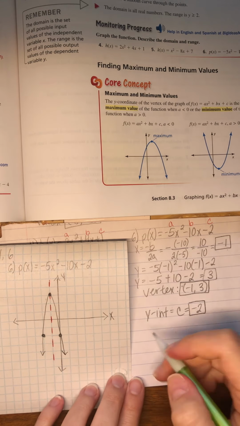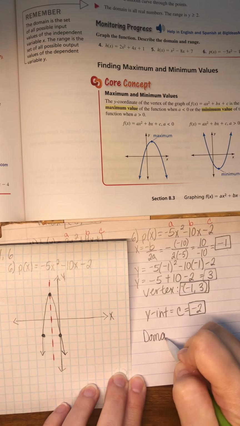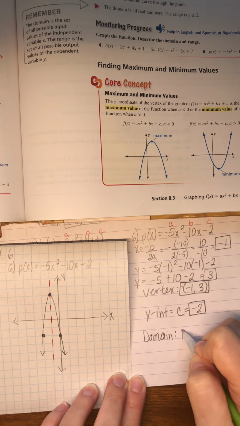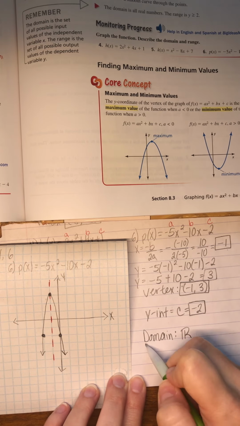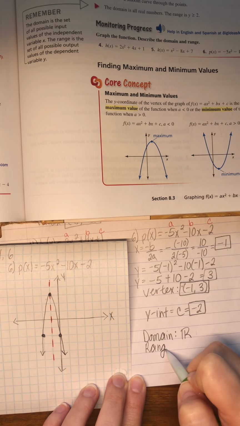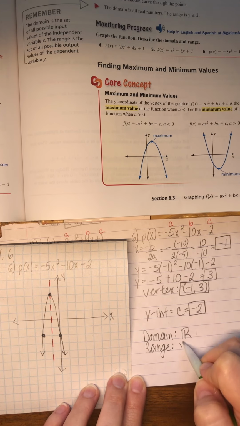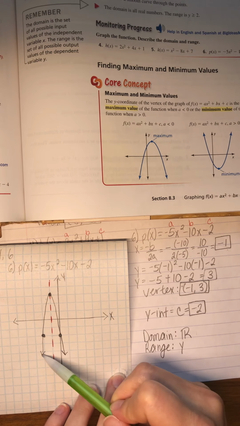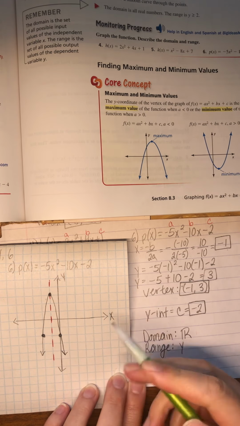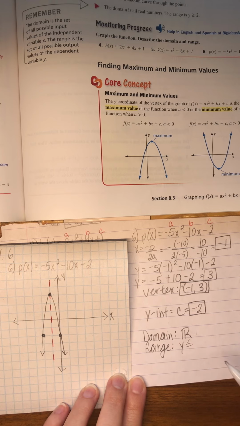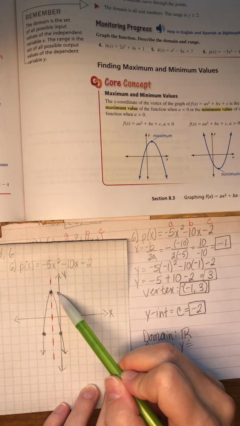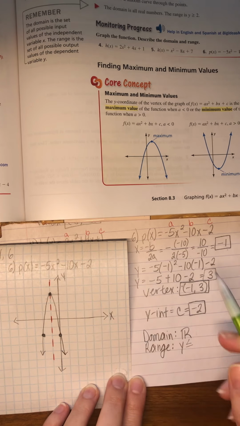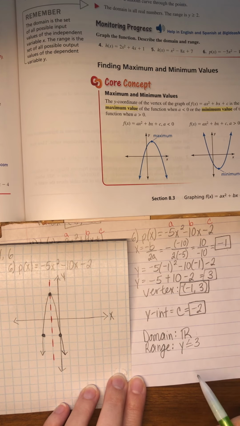Last step is let's state the domain and the range. Our domain is always going to be all real numbers for every graph of a quadratic function because it can be any x. Let's do our range now. For our range, we're going to look at the y's. Look at how the arrows are pointing down on this graph. That means that the y's are going to be less than or equal to, and now we're going to use the y of the vertex. So the y coordinate of this vertex right here is 3. So our range is y is less than or equal to 3.